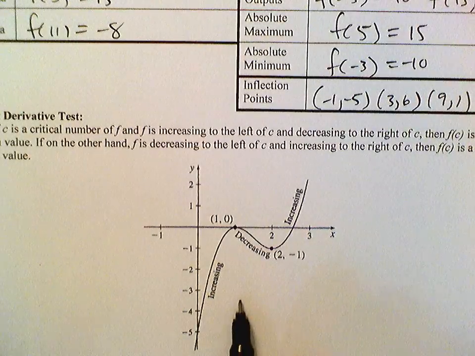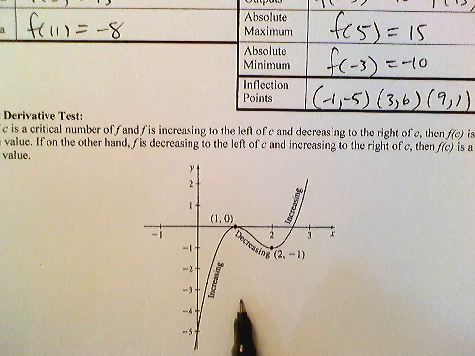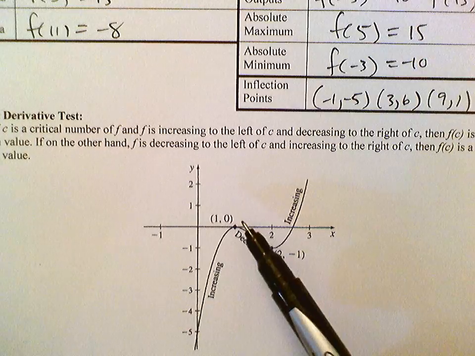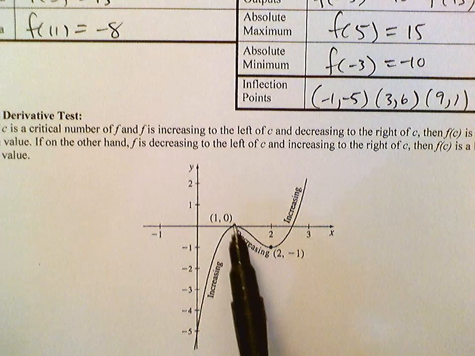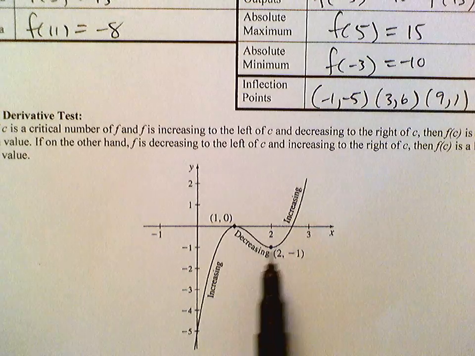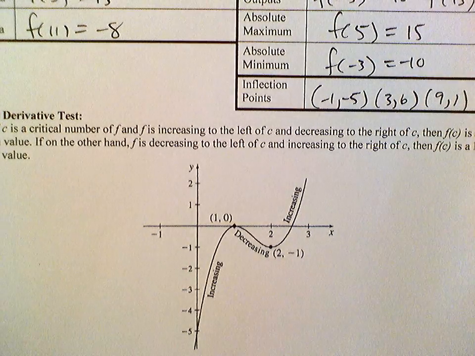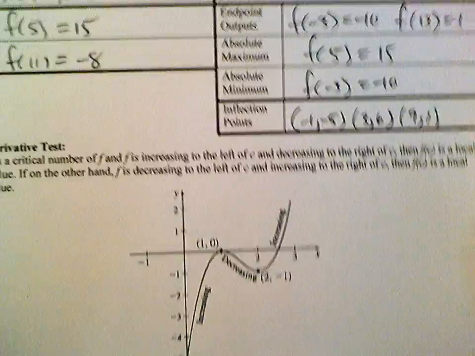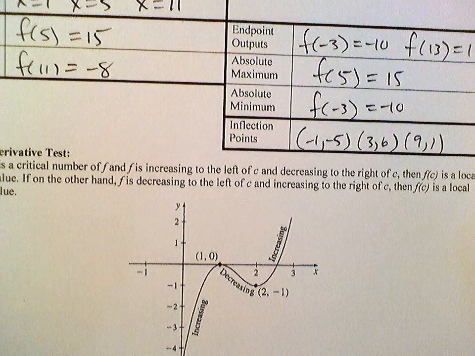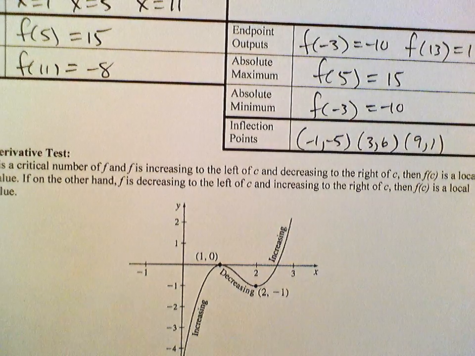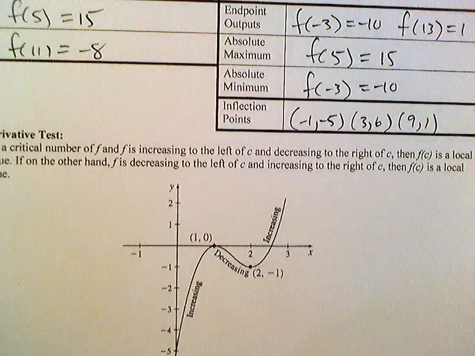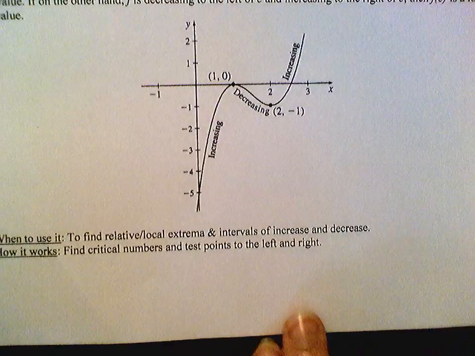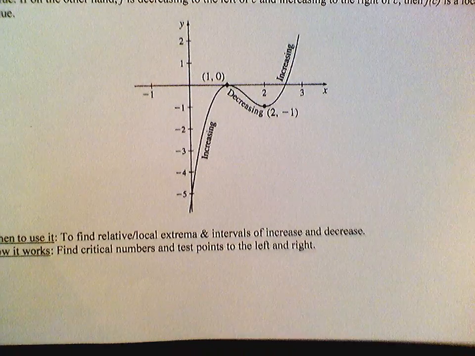And down here, guys, this picture just shows you all of that. So increasing to the left, decreasing to the right, you'd hit a local max. Decreasing to the left, increasing to the right, you would hit a minimum. Okay, so this is the first derivative test. I didn't read the rest because the rest of it is just the reverse of what I said the first time. Now, when to use this test and how it works.